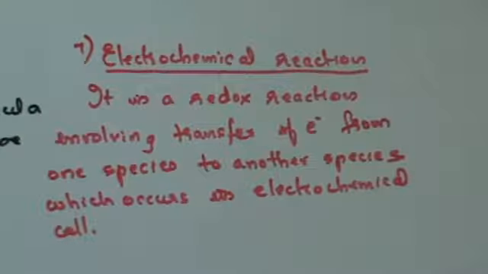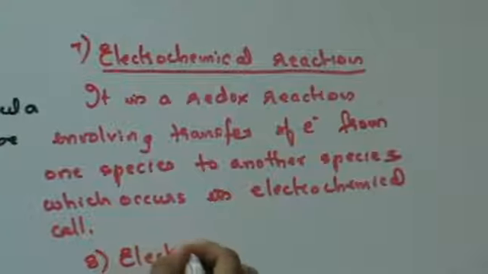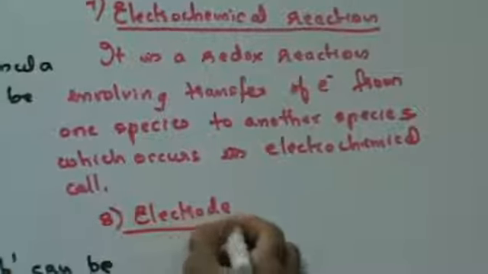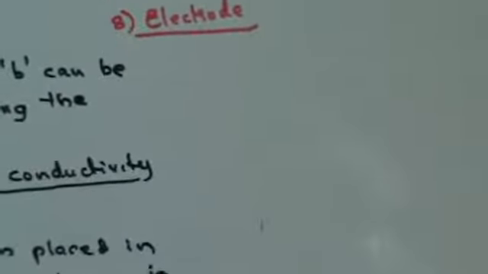Next, what do I understand by electrodes? What is an electrode? The surface on which the oxidation half or reduction half occurs is called an electrode. Electrodes do not participate in the reaction, they are inert.